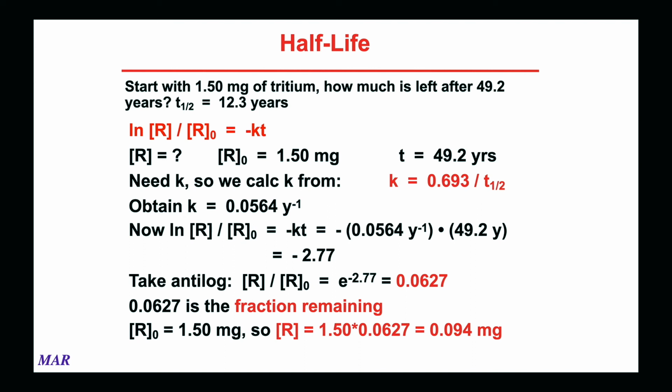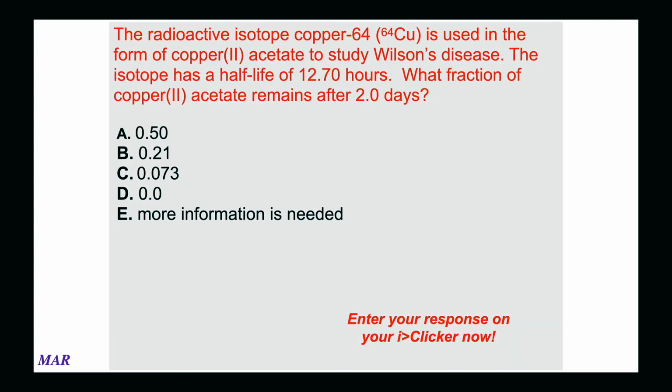We then plugged everything into the integrated first order rate law, natural log R over R0 equals minus kt, and solve for R. 0.094 milligrams is left. Here's a problem with radioactive copper-64. It's used apparently in copper-2 acetate to study Wilson's disease. But anyway, it has a half-life of 12.70 hours. What fraction of the copper-2 acetate remains after 2 days?